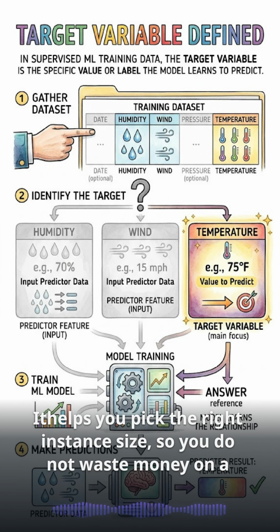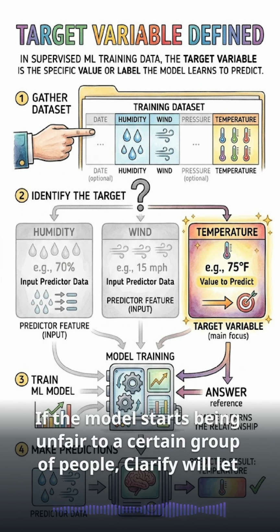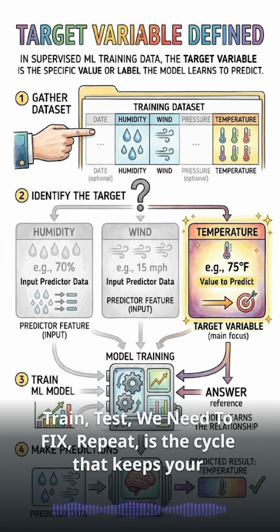Monitoring also includes checking for bias while the model is live, using the SageMaker Clarify tool we discussed before. If the model starts being unfair to a certain group of people, Clarify will let you know right away. Keeping your models healthy requires constant attention, but AWS tools make this job much easier for your team. Train, test, fix, repeat is the cycle that keeps your machine learning systems running perfectly.